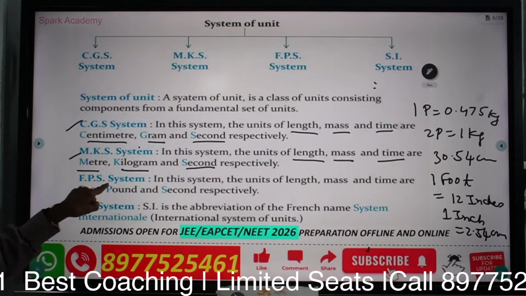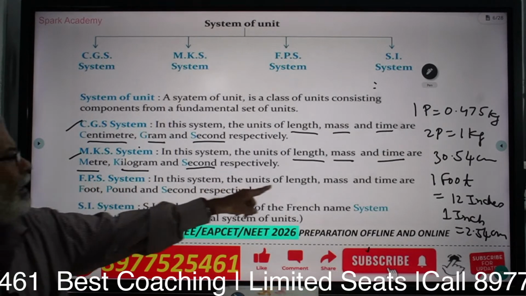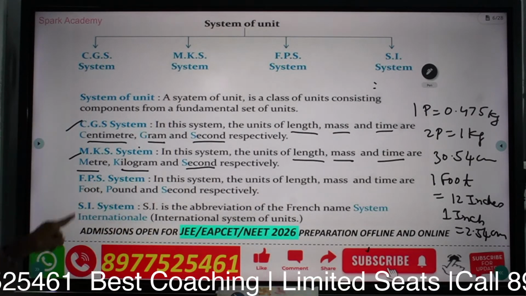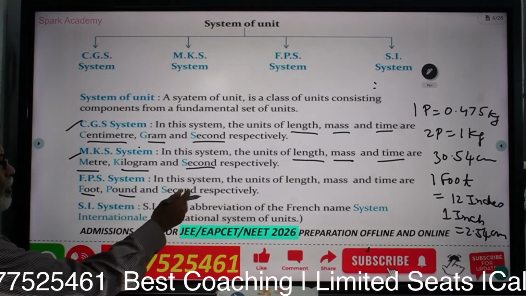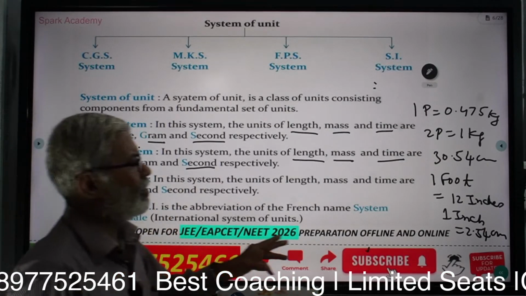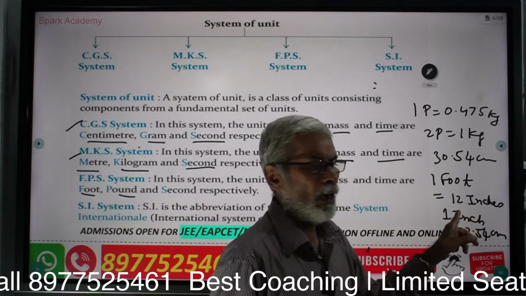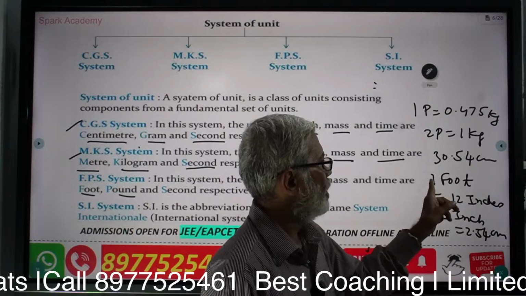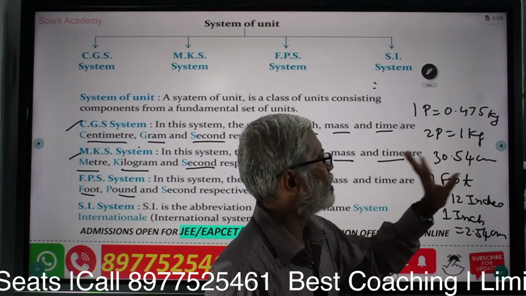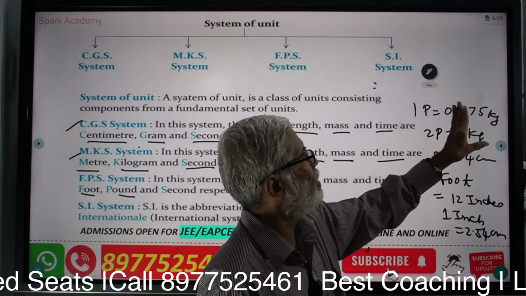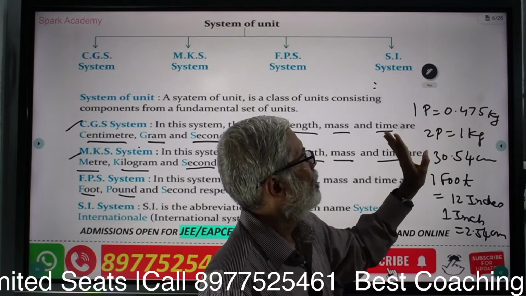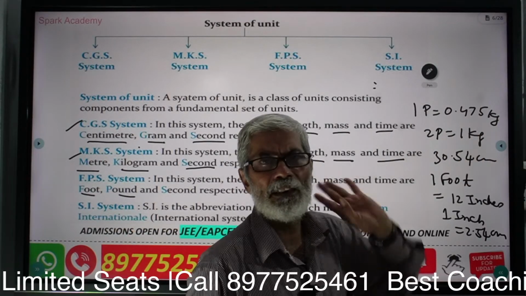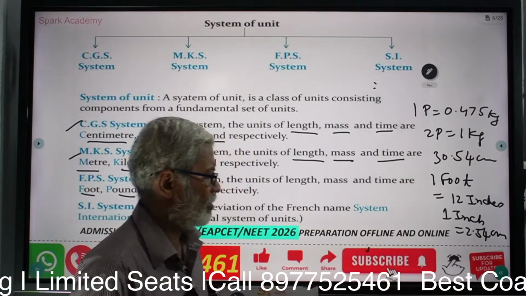Now this is the foot-poundal system. In the foot-poundal system, length, mass and time are denoted by foot, pound and, of course, second. 1 foot is equal to 12 inches, and 1 inch is 2.54 centimeters, so if you multiply 12 into 2.54, you will get 1 foot in centimeters. Roughly 1 pound is less than half a kilo, so 2 pounds will be roughly 1 kg. So these are the conversions.